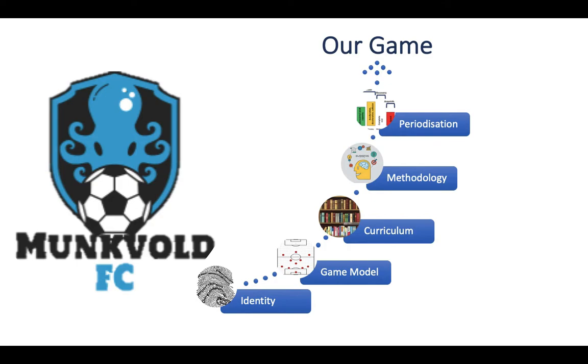Model. So as you can see here, our starting point is the identity. This refers to who we are or who we want to be as a team. Then in the future we will look at the style of play, the curriculum, the methodology, the periodization, which refers to the what, the how, and the when in how we teach and how we coach the game.